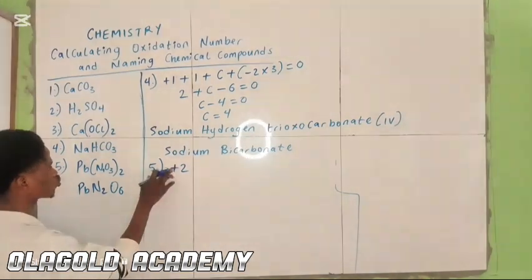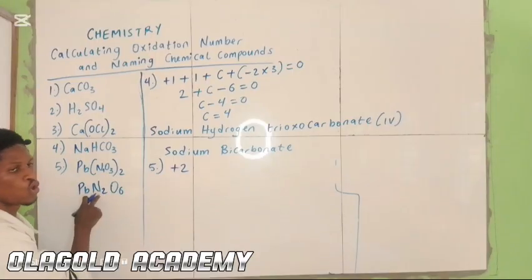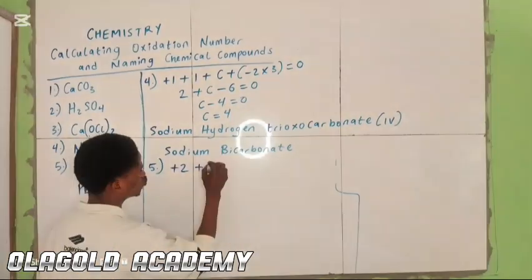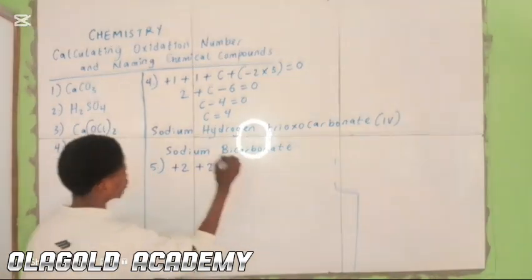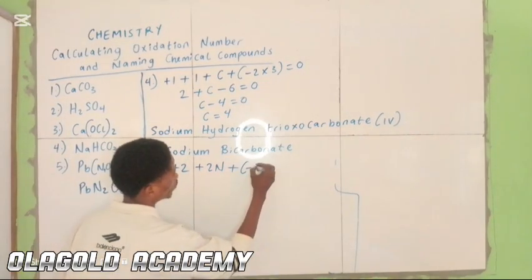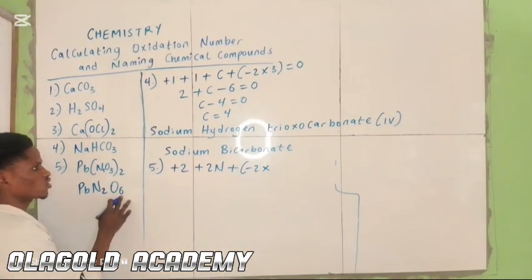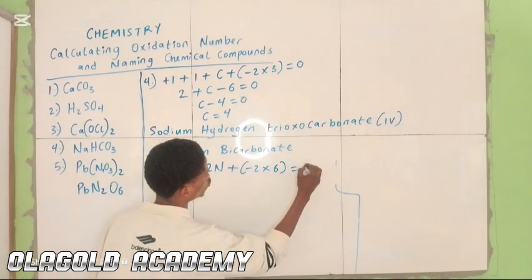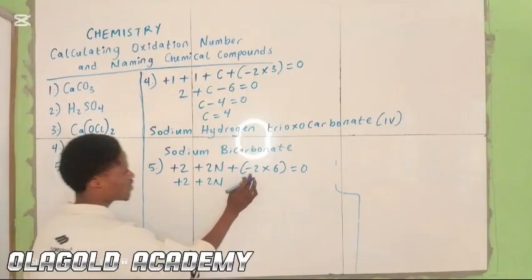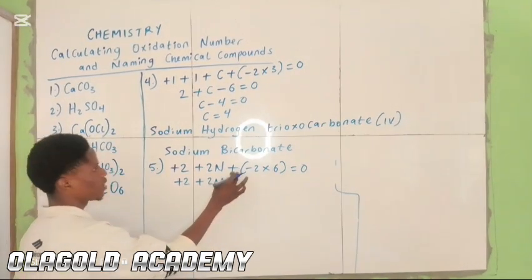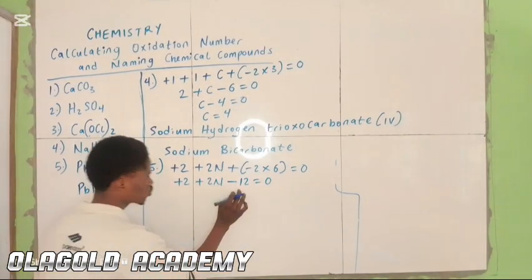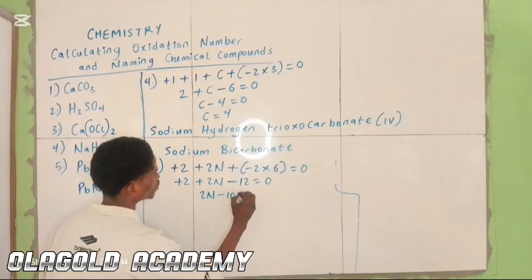So I have +2. Remember, nitrogen is being oxidized because it is beside oxygen. So I have 2N plus oxygen, whose oxidation number is -2, multiplied by the 6 atoms of oxygen here, equal to 0. So +2 plus 2N minus 2 times 6 gives -12, equal to 0. Plus 2 minus 12 gives -10, equal to 0.